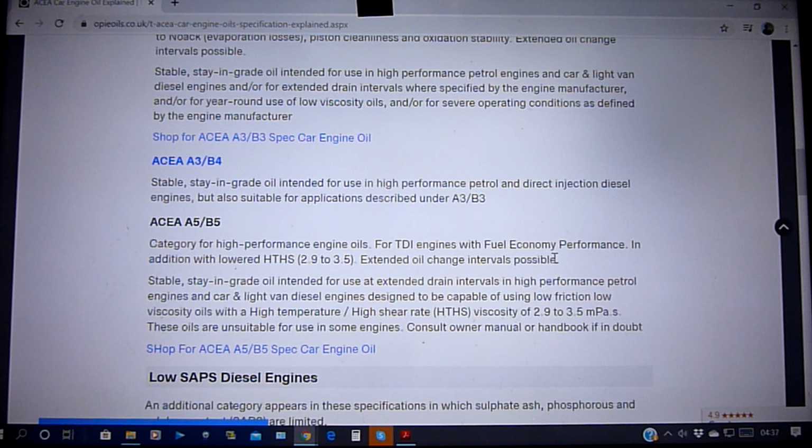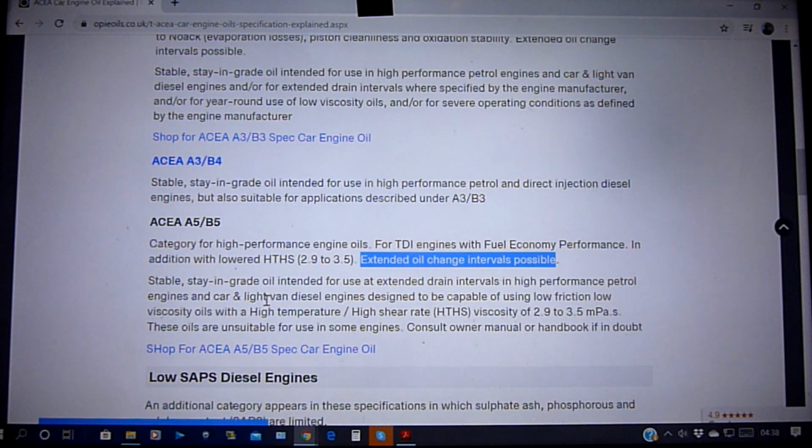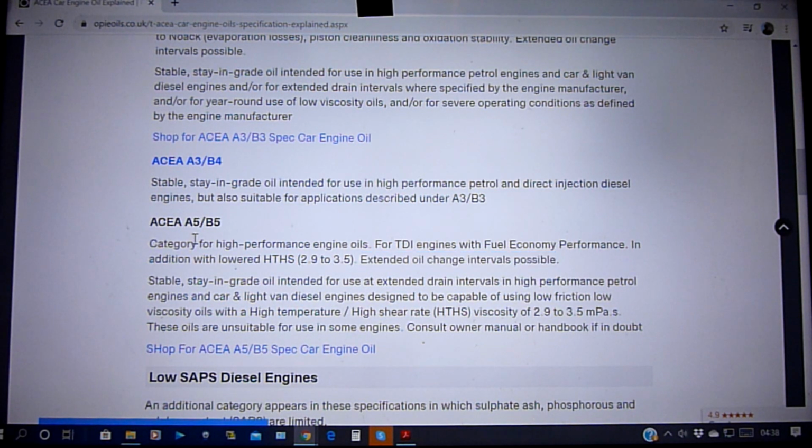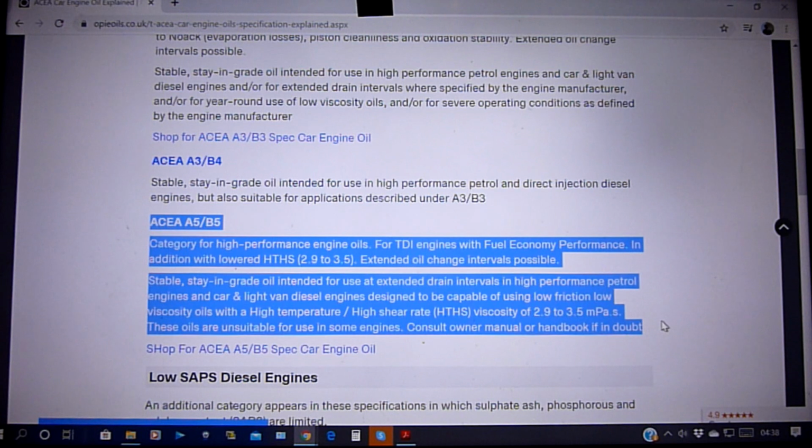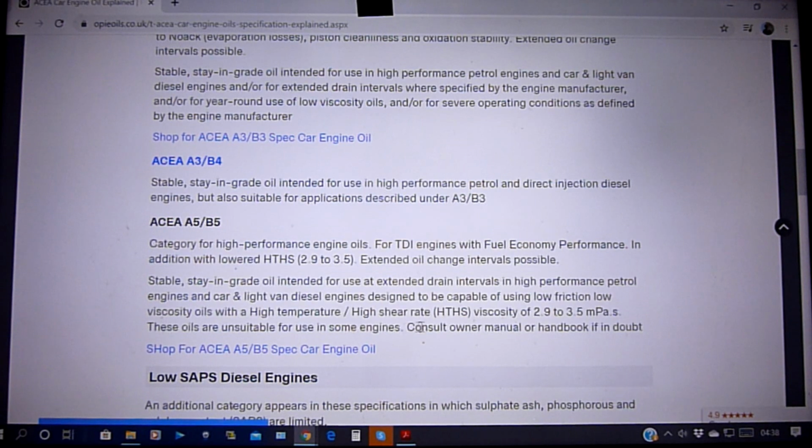Extended oil change intervals are possible, so they can go a lot longer without changing oil. If you just do longish runs to work here and there, something like 6,000 miles a year, you can probably use this sort of oil and change it once a year, which is probably okay. These oils are suitable for some engines, so consult the owner's manual. Also, a modern car like your Ford Focus will give you a change engine oil warning light. See one of my other videos, that's quite handy.